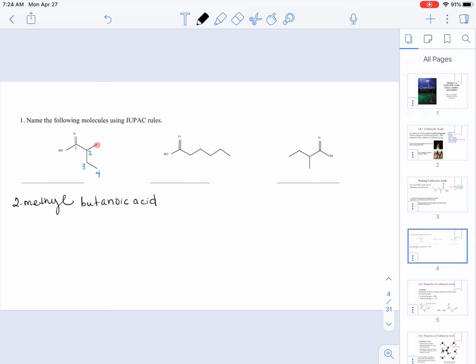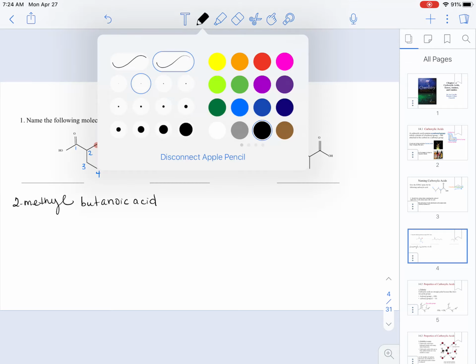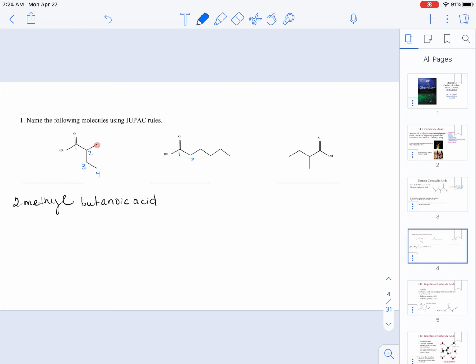Let's do the second problem. The longest carbon chain that is present is 1, 2, 3, 4, 5, 6. Remember, the alkane name is going to be hexane, and this carboxylic acid does not have a substituent, so we don't have to place a substituent before the longest carbon chain. But remember, the E in the alkane name is replaced by oic acid, so the name of that second compound is hexanoic acid.